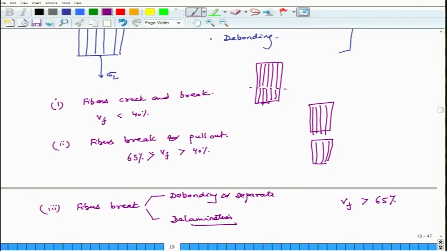So, these are three modes of failure when you subject a unidirectional composite to tension in the longitudinal direction. Tomorrow we will continue this discussion with other types of loading situations like longitudinal compression, transverse loading in compression and tension, and so on and so forth.